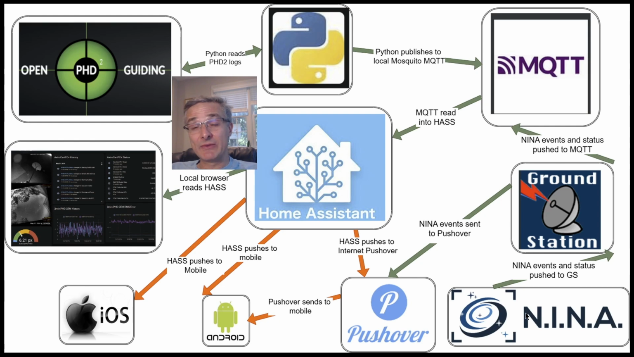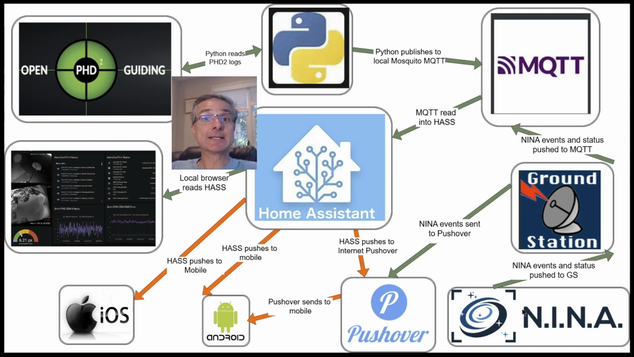Really what I wanted was the ability to get a notification from PHD that it lost the guide star or couldn't find a guide star, so that I knew to come back and give it some attention, right? You set up the whole night's worth of targets that you want to hit, and all of a sudden it can't find a star and you lost half the night.